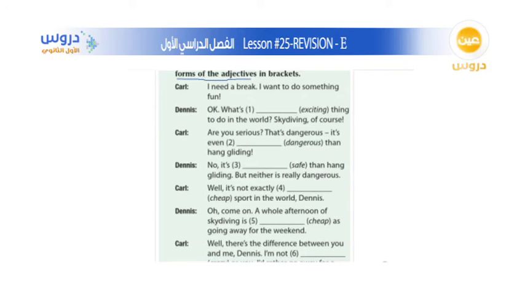Now, let's take the second blank. Are you serious? That's dangerous. It's even, and you've got the adjective dangerous, than hang gliding. More dangerous, Yasmin is saying. What about the rest of the students here? What about you, Miss Rania and Miss Fatma Khalid? Don't you have any answers for the second blank?